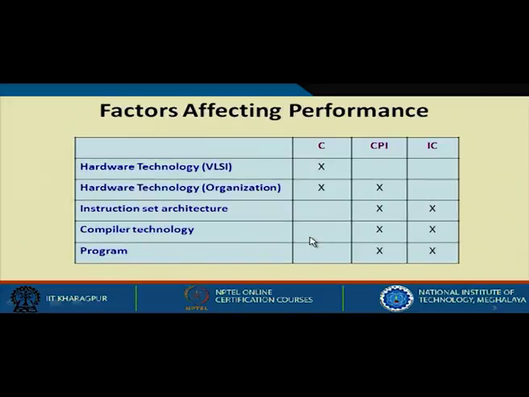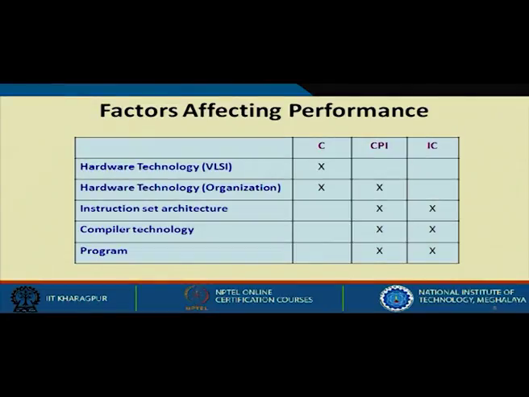Now, see what are the factors that affect performance. First one is the hardware technology. Definitely, if you make your clock cycle time smaller, then it is pretty obvious that you will get a better result. But at the same time, you have to cope with the operations that can be performed in one clock period or one clock cycle.